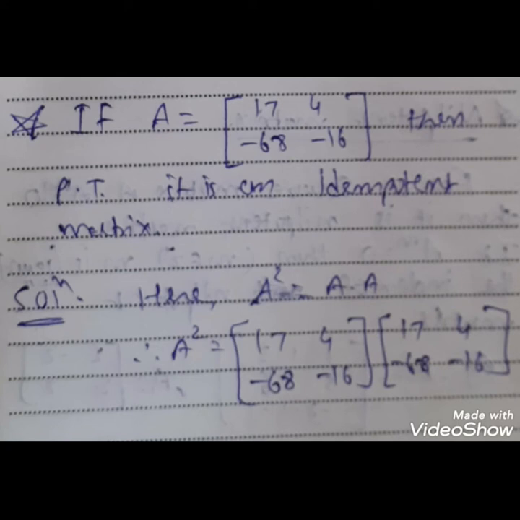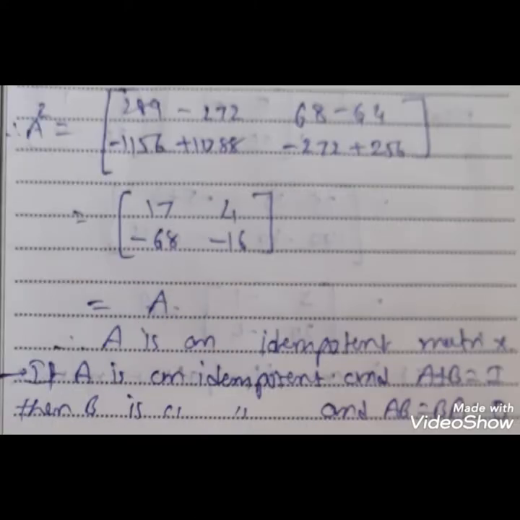Now we multiply second row with second column, so 68 into 4 is 240 and 8 into 4 means minus 272, and 16 16 are 256, so minus 272 plus 256 equals minus 16. Means again we get the elements of second row which are minus 68 and minus 16. It means first row 17, 4, second row minus 68, minus 16. Here we get A square equal to 289 minus 272 = 17, 68 minus 64 = 4, minus 1156 plus 1088 = minus 68, and minus 272 plus 256, that is minus 16, means A square equal to A.